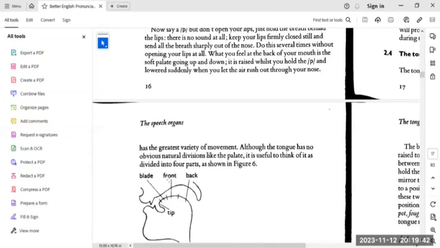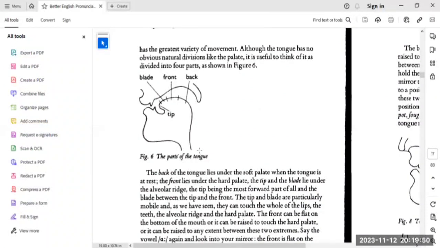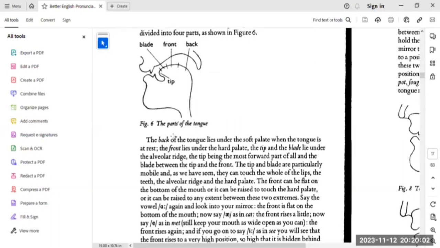Let's say everything about the tongue, by the way. But let's think about the figures. You see here in this one in your book, we have the front, the blade, tip, and back. As we said a while ago, these are the parts of the tongue. No obvious parts, by the way, but we can divide it like this. Okay.